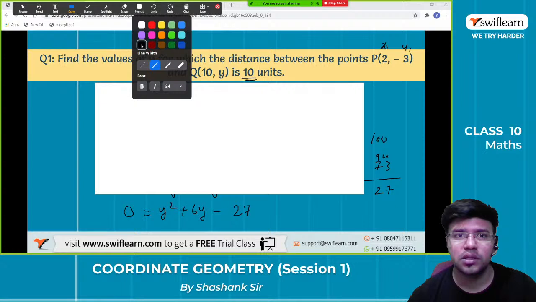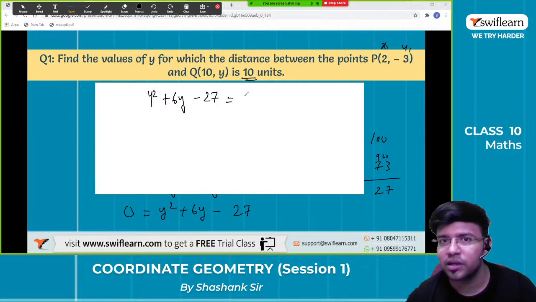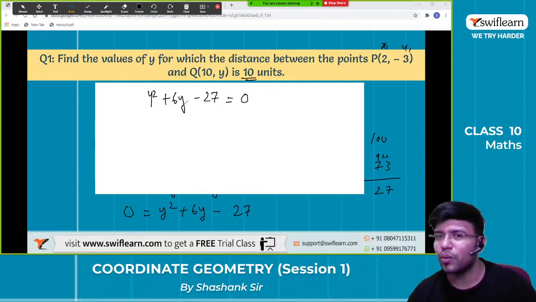Let us solve this. Y square. This 0 is on the left side; we can even write this on the right side, it means the same. Y square minus 6y minus 27 is equal to 0.